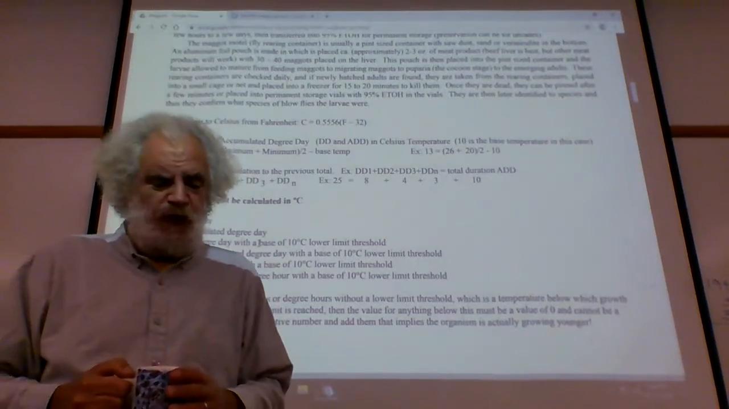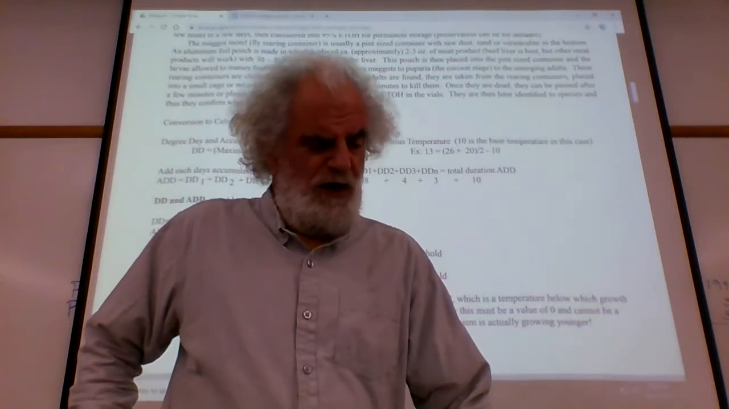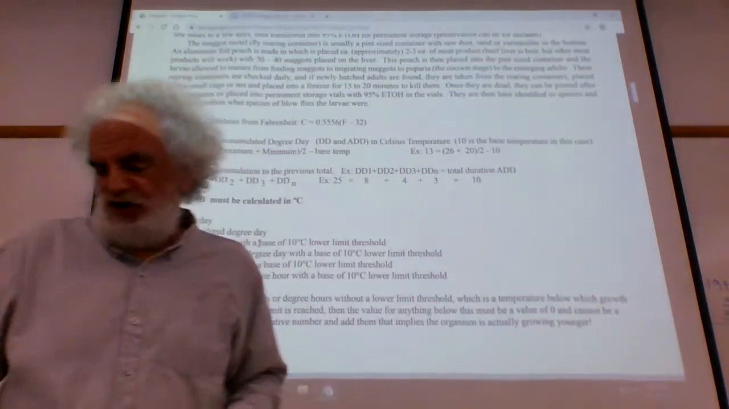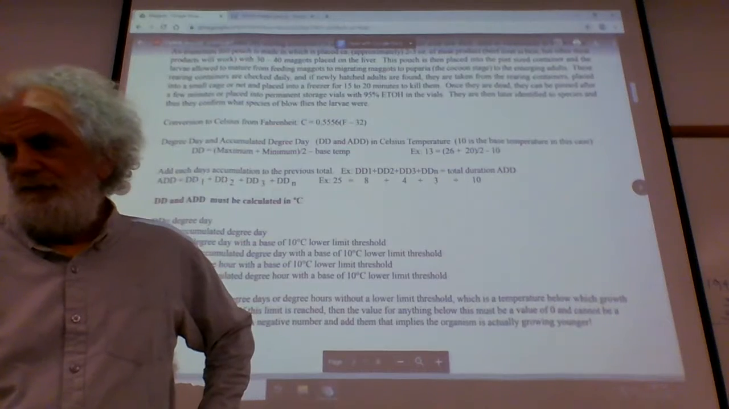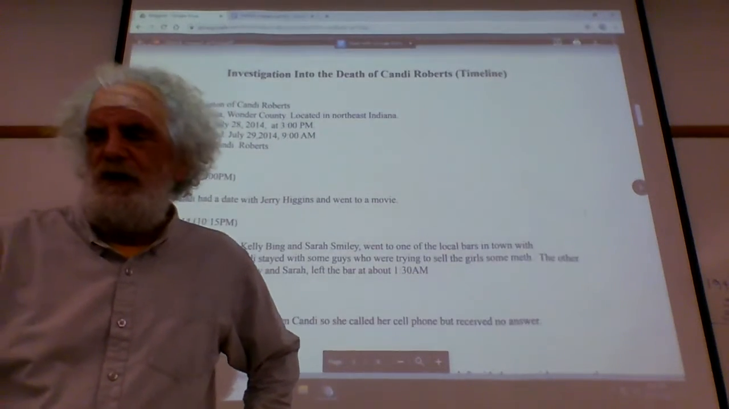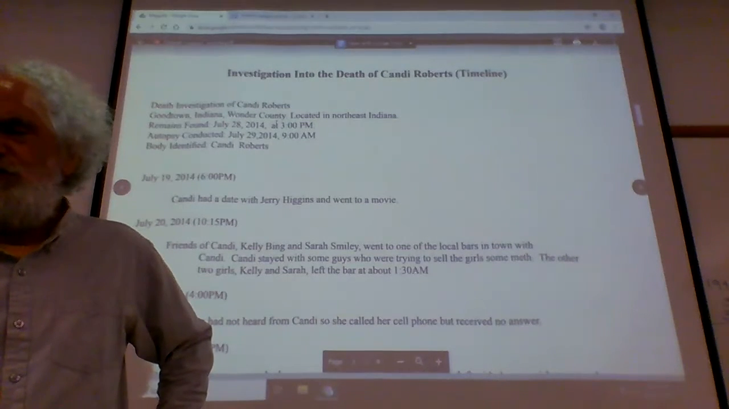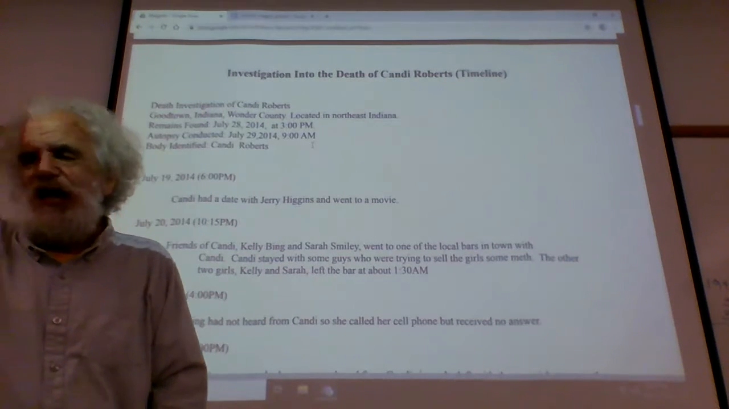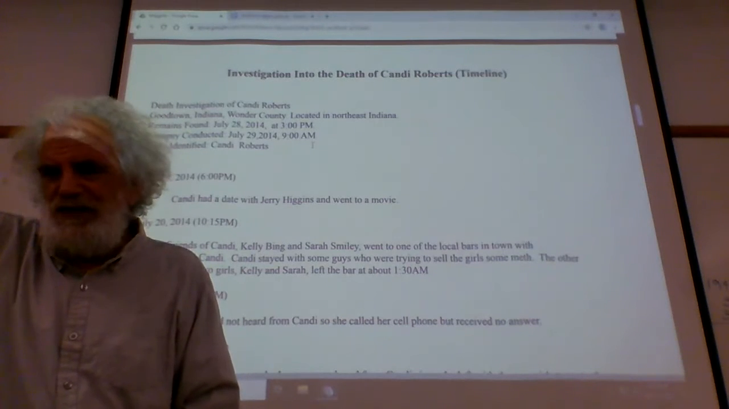In this case, though, we've got a reasonably warm period of time when Candy Roberts was killed. The remains were found on July 28th. So let's just go ahead and get to the actual investigation report. Candy Roberts, Goodtown, Indiana, Wonder County. I'm not sure if that's real or not. The remains were found on July 28th at 3 p.m. The autopsy was conducted on July 29th.